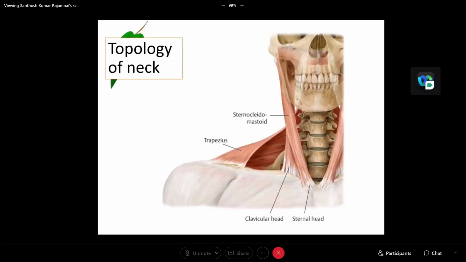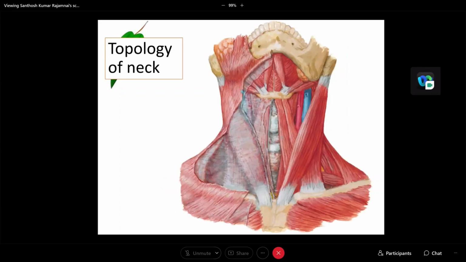So before we begin to understand the neck swellings itself, we have to understand the topology of the neck. I'm not going to go into detailed surgical anatomy, but let me remind you that the neck has two main muscles. One is trapezius in the back, which forms part of the posterior triangle, and one is the sternocleidomastoid in the front, which divides the neck into anterior and posterior compartments. So this is what it looks like.